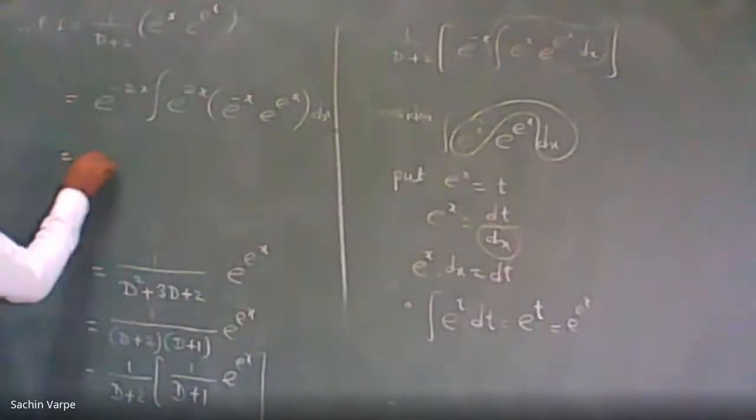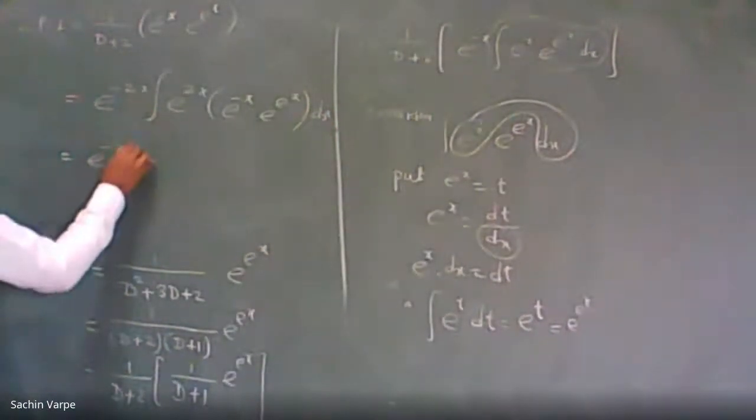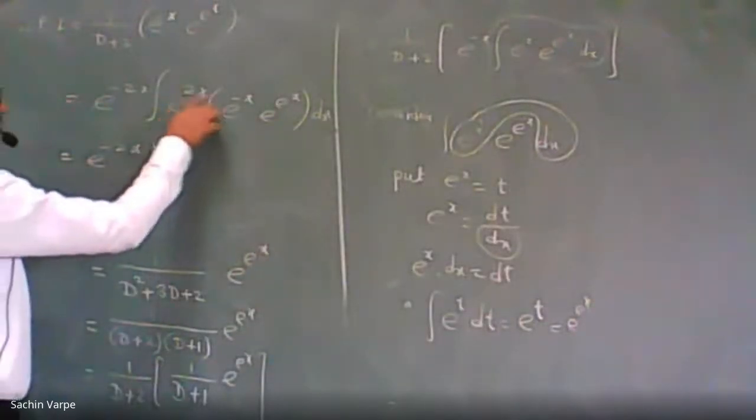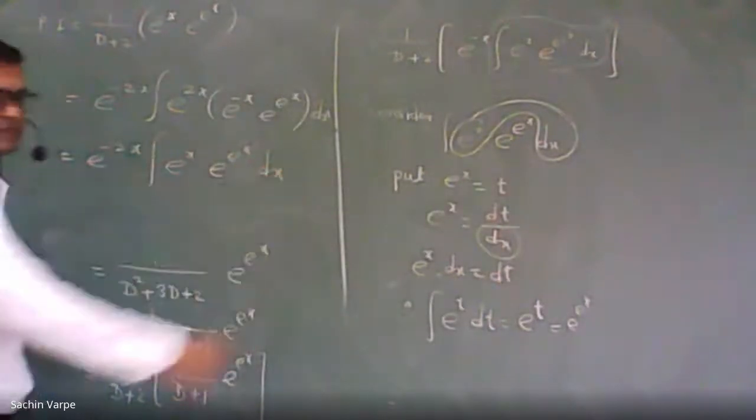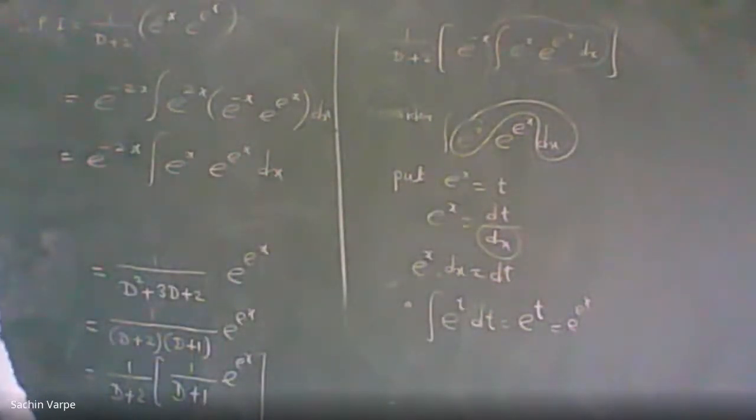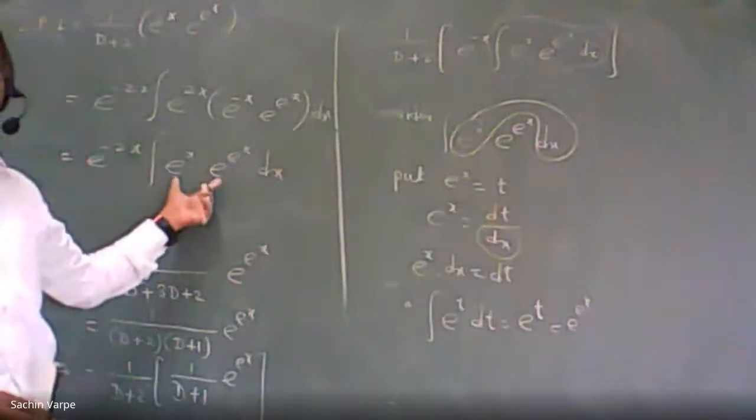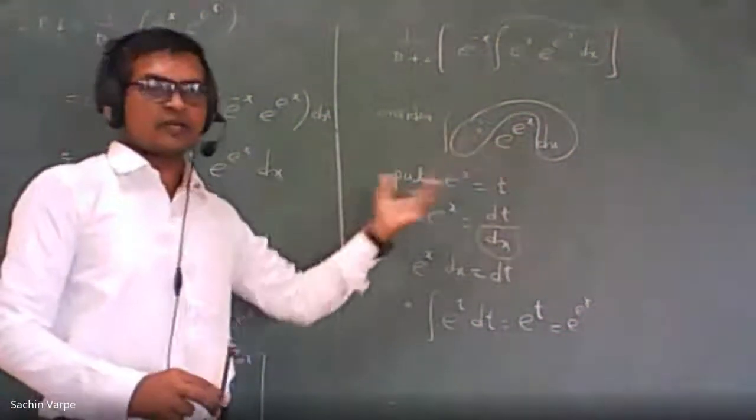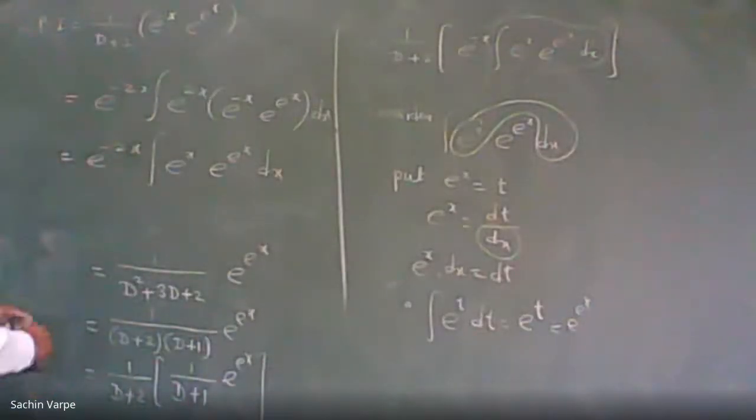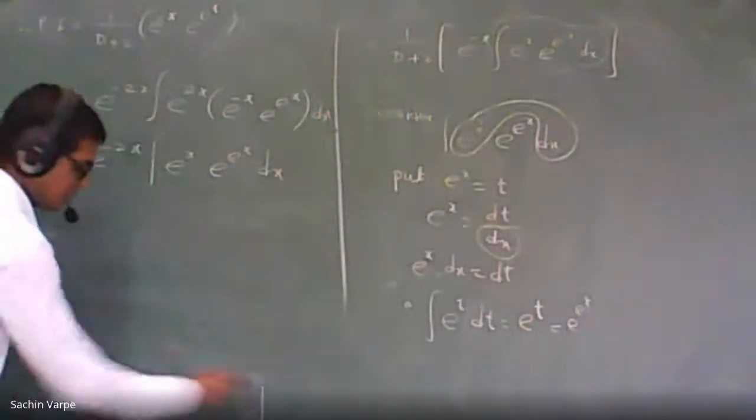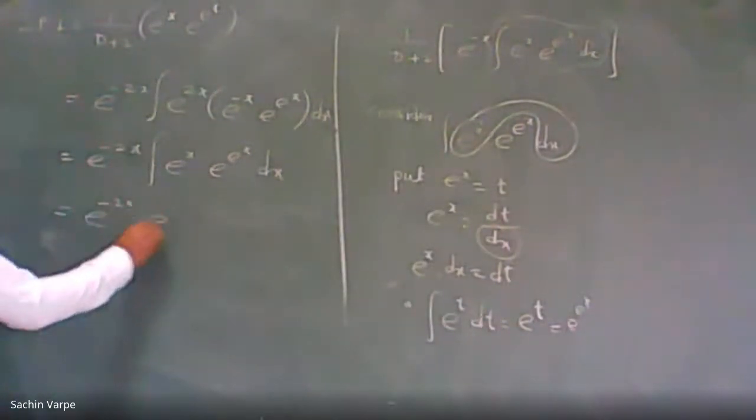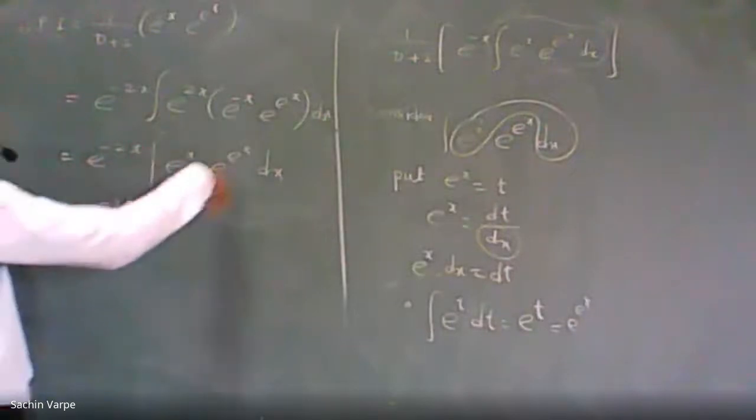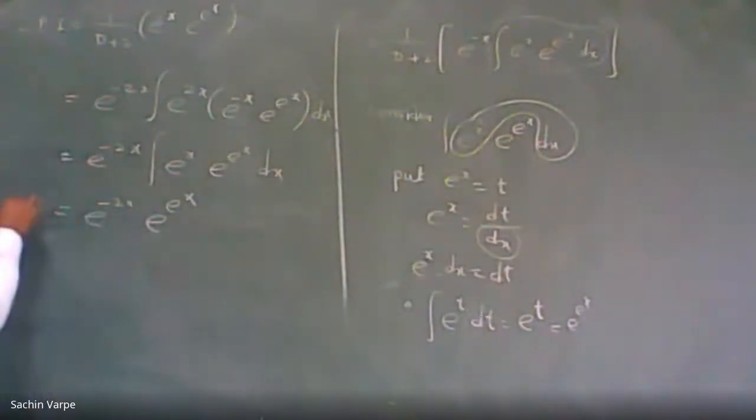So that is e raised to minus 2x, integration of e raised to 2x into e raised to minus x e raised to x, e raised to x dx, isn't it? Now we have already evaluated this value of integration here, so we don't need to evaluate or consider that integration again. Directly we can substitute. Therefore, it is equal to e raised to minus 2x into e raised to x, because the value of this integration is e raised to x only, and that is our required particular integral.